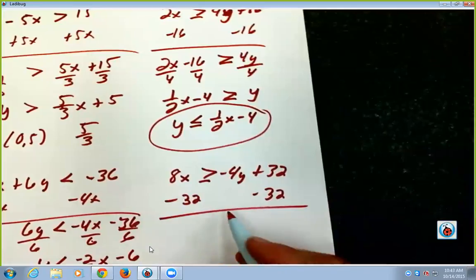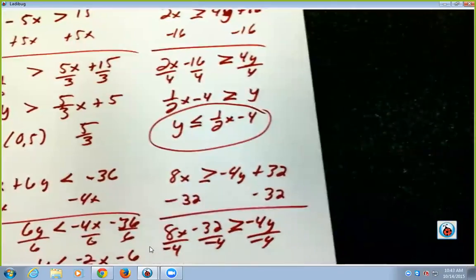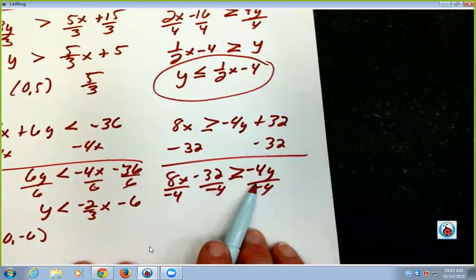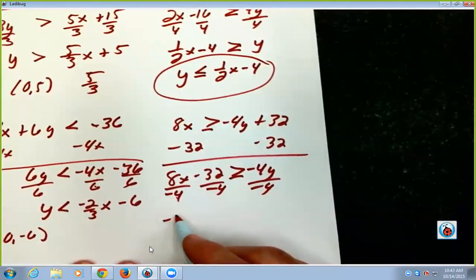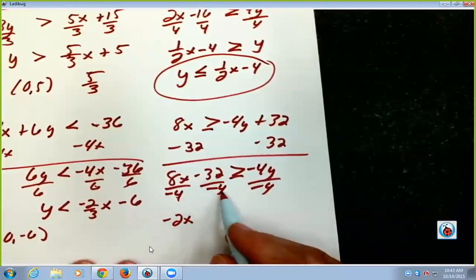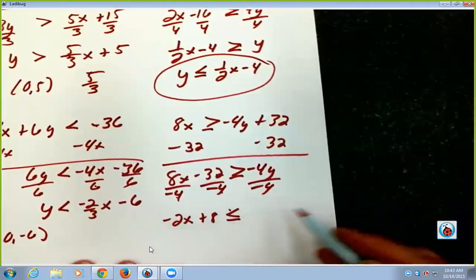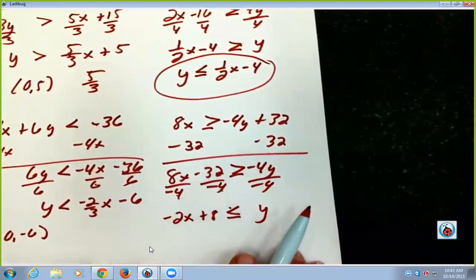Okay. If I do it this way, and I divide by negative 4, back stuff from chapter 3, we had to flip our inequality because I divided by negative 4. So this is really 8 divided by negative 4 is a negative 2x. Negative 32 divided by negative 4 is a plus 8. The inequality needs to switch, and I get y. Okay, so if you moved the 32 over, that's what happens.